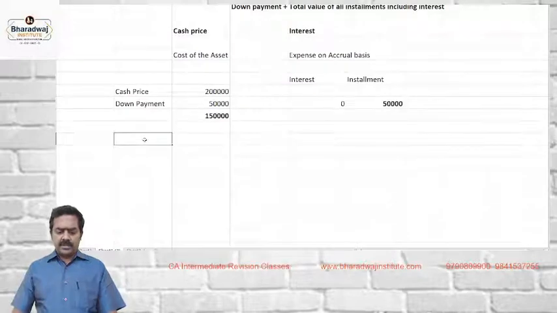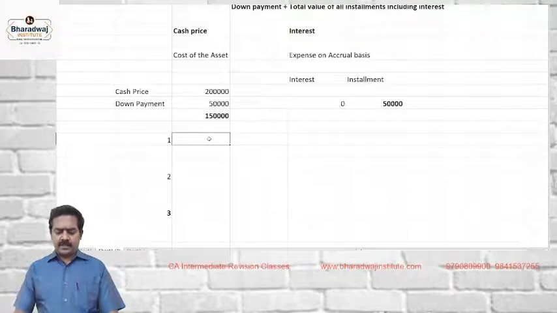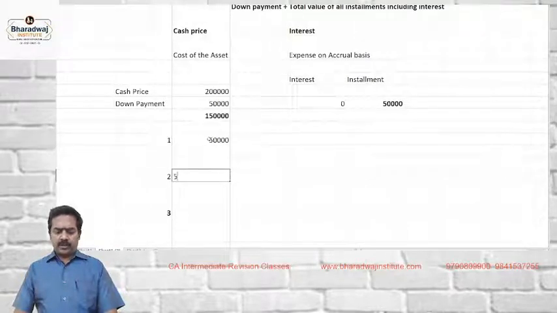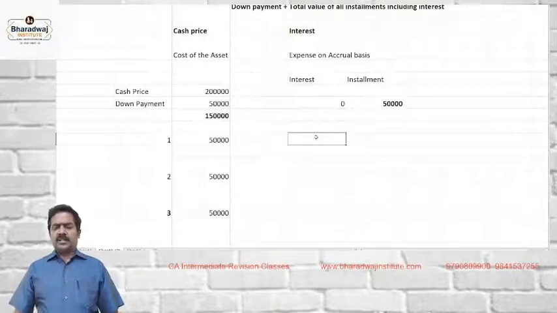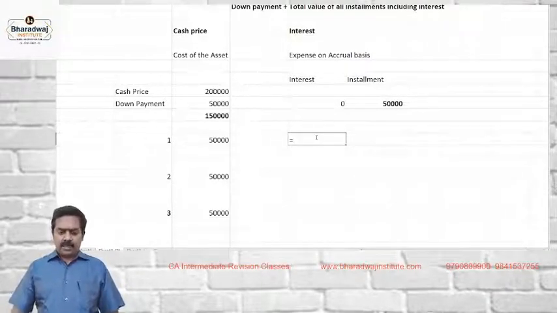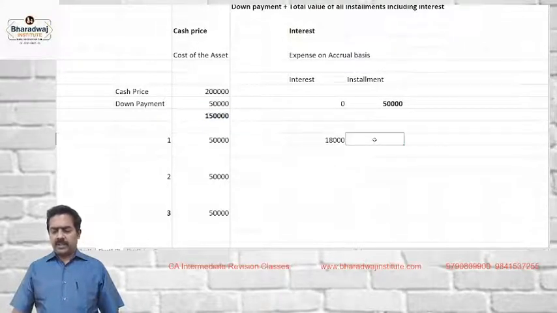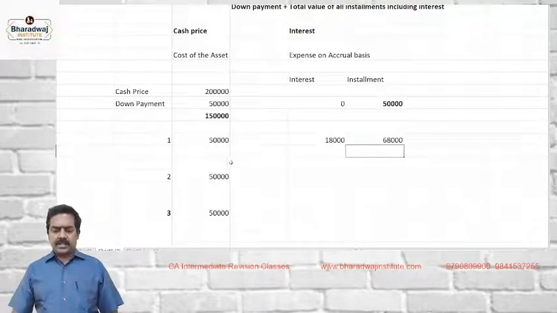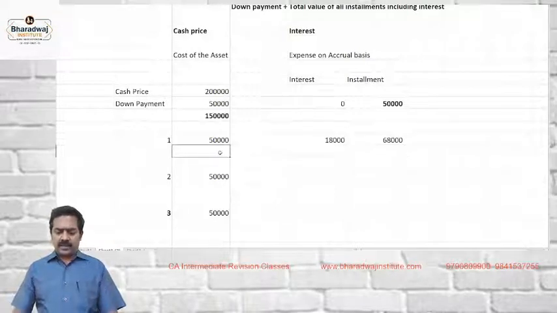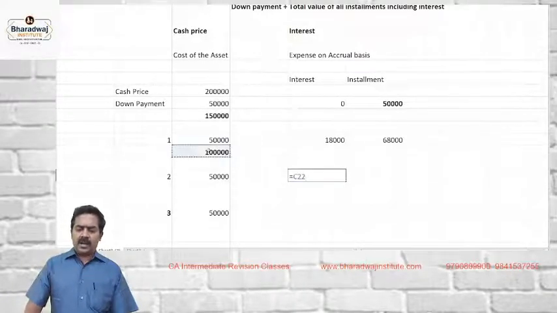This has to be paid in how many installments? 3 installments, means first year, second year, third year. How much each? 50,000 each you have to pay, of course with interest. First year, what is going to be the interest? On 1,50,000 into 12%, you have to pay 18,000. Total will be 50,000 principal plus interest, 68,000. So what is going to be the balance outstanding? 1 lakh. Out of 1,50,000 we paid 50,000. Balance 1 lakh outstanding. Interest will be calculated on this at 12%.